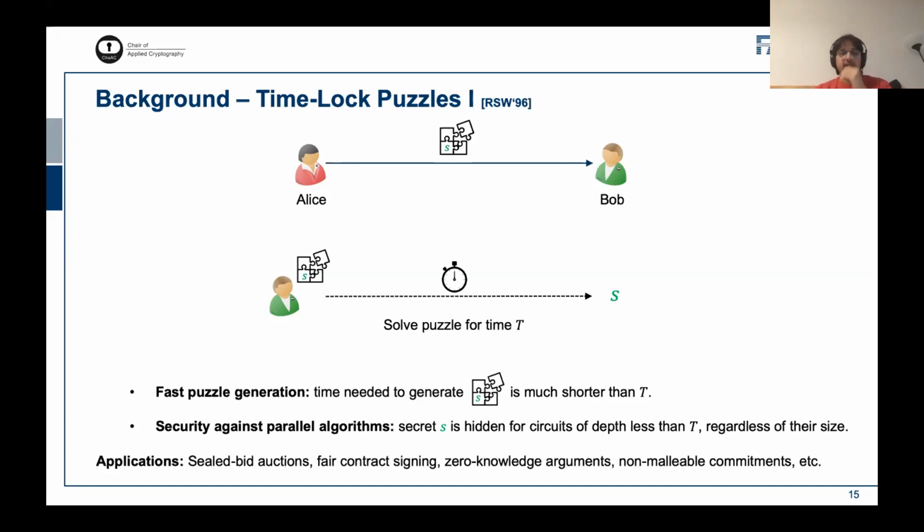Okay, and in terms of applications, time lock puzzles, you find them everywhere. You find them in sealed bid auctions, fair contract signing, zero knowledge arguments, non-malleable commitments, and many more.